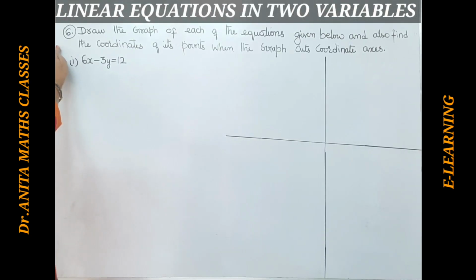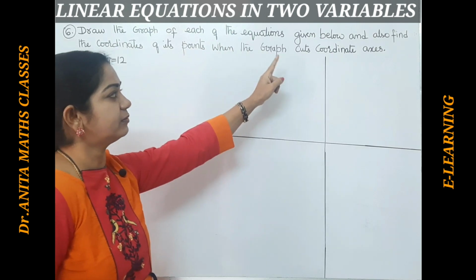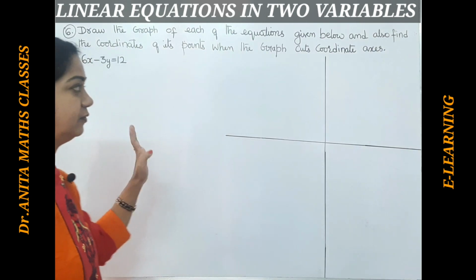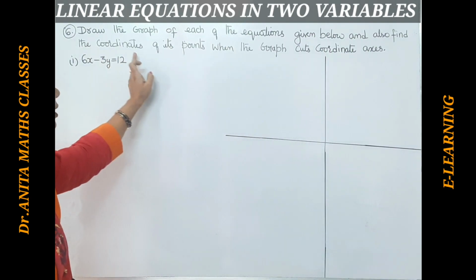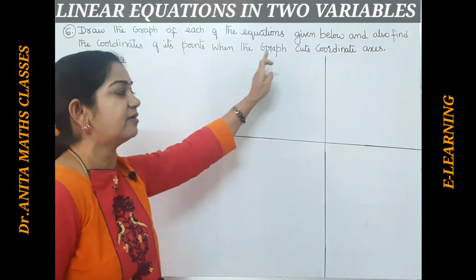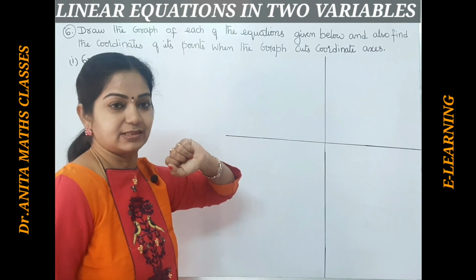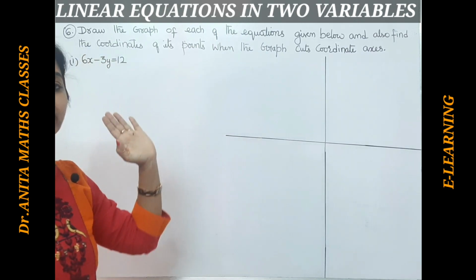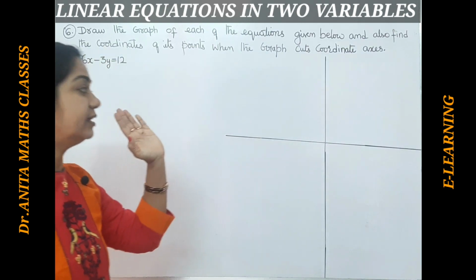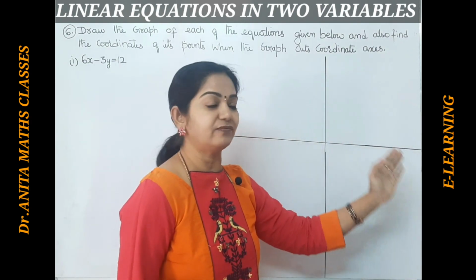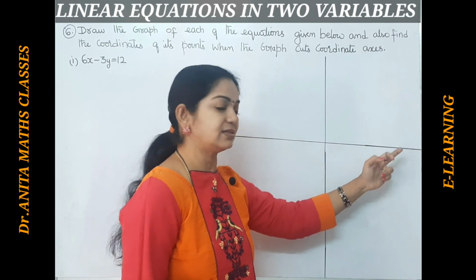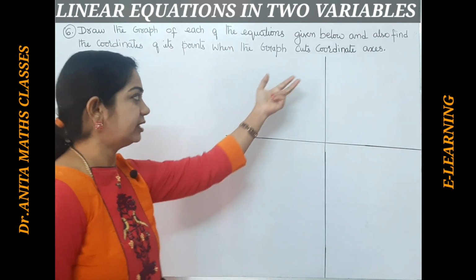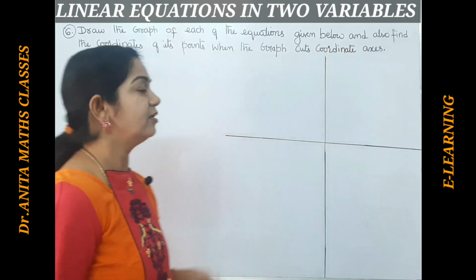Now the sixth one: draw the graph of each of the equations given below. There are 4 equations here, and also find the coordinates of the points where the graph cuts the coordinate axes. Now we have to plot the graph, that means the straight line, and wherever it cuts the y-axis and the x-axis, that point we have to mention. Coordinate axes means the x-axis and the y-axis.